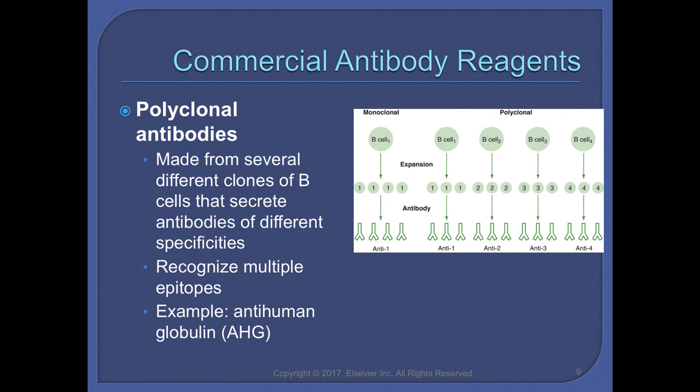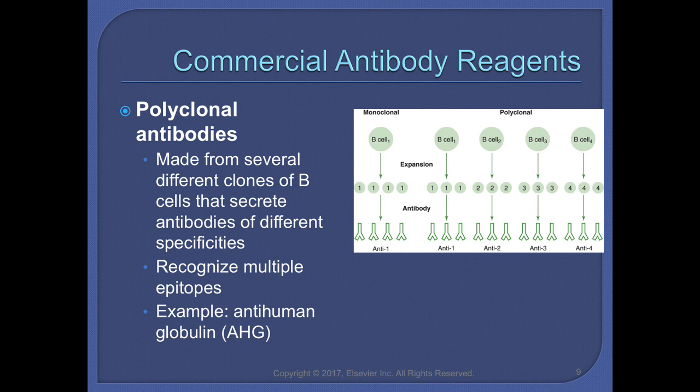So let's talk about some commercial antibody reagents, right? So we said there are red cell reagents and also antibody reagents. So let's discuss polyclonal antibodies, and then we'll talk about monoclonal antibodies in a little bit. So polyclonal antibodies are actually made from several different clones of B cells that secrete antibodies of different specificities. They are able to recognize multiple epitopes on the antigens or the epitopes that are on the red blood cells.